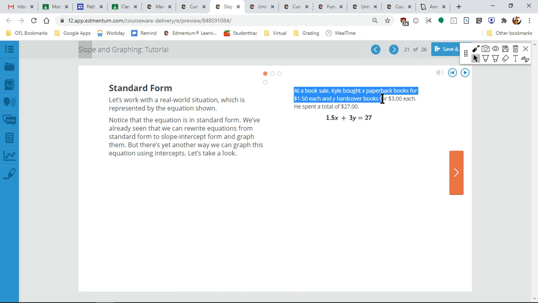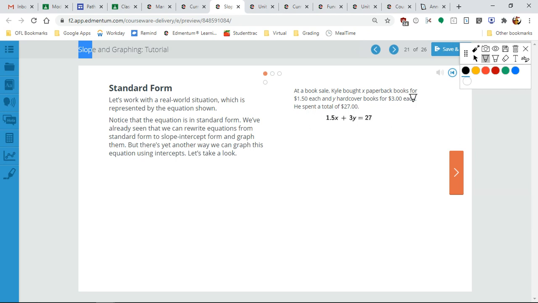Oh, and they're doing the example I kind of did, but they're doing it with books, paperback books and hardcover. So X is going to be our hardcover, or paperback, sorry. So X equals number of paperback books. Y equals number of hardcover books. And they're spending $27. They have no idea how many books they bought. So they're like, oh, well, how many hardcover books did we buy?